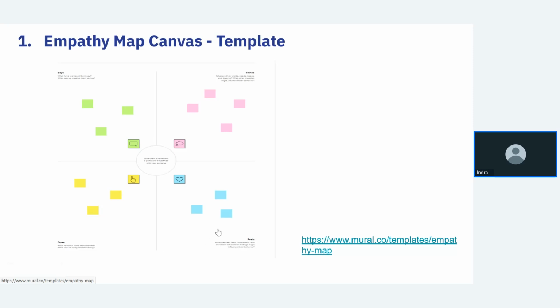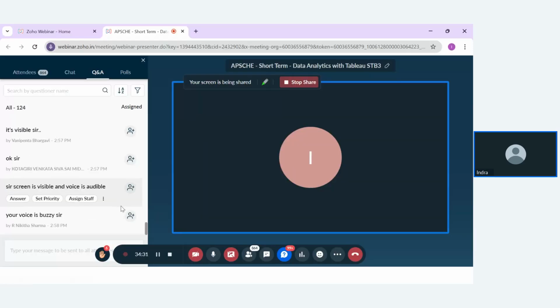So feels is nothing but what kind of emotion the user is experiencing. Are they frustrated? Are they excited? Are they anxious? Are they happy? So this section basically helps you get into the emotional side of the user experience.